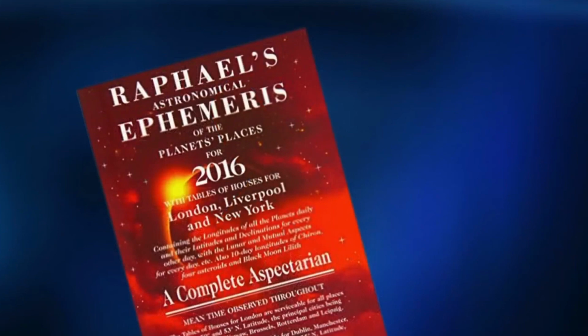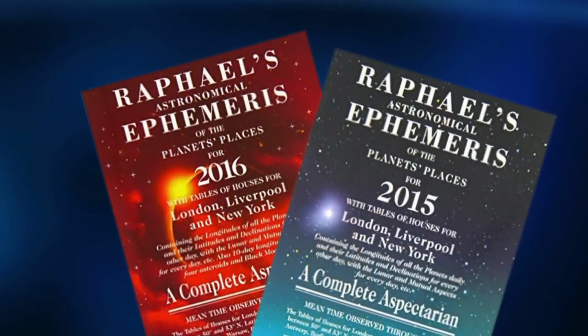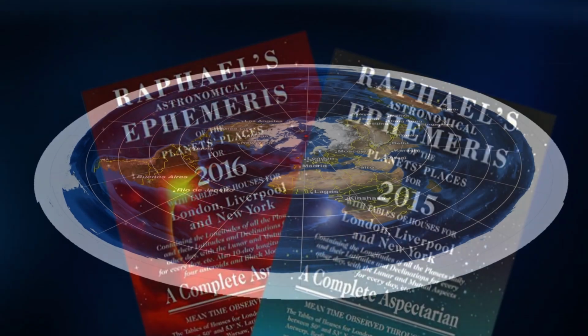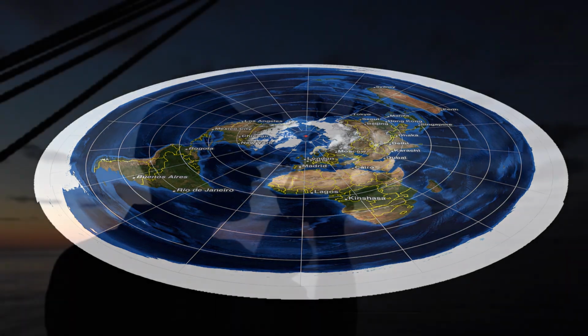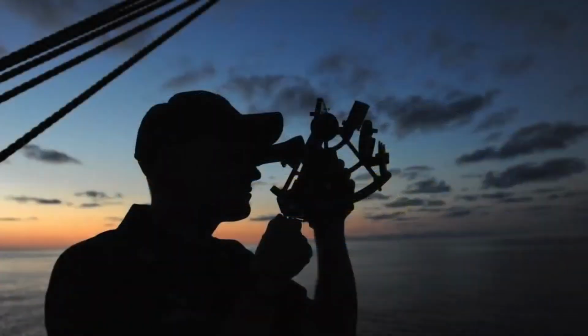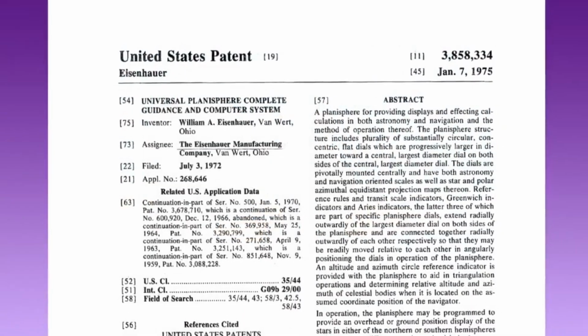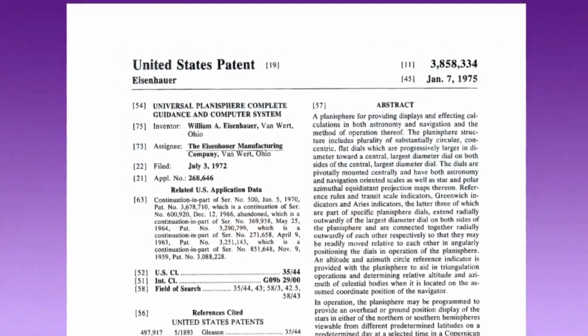Knowing where each of them are for any particular time and date has long been calculated by the astronomical and naval institutions of the world, and to find where they are on any particular time and date we use an ephemeris. An ephemeris is a detailed set of tables from which a navigator can calculate their position anywhere on the Earth. During daylight hours, navigation is reliant on the sun and occasionally the moon. At night, the stars provide so much more information, but the calculations are still subject to mistakes. So in 1975, Mr. William Eisenhower patented his Universal Planisphere Complete Guidance and Computer System.